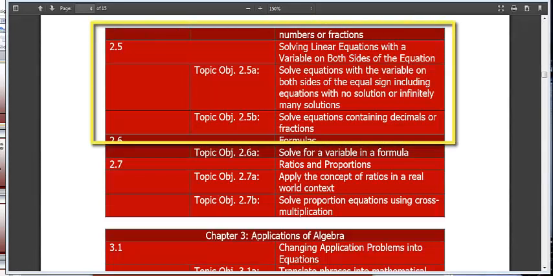Today we will be in Chapter 2, Section 5, solving linear equations with a variable on both sides of the equation. Our two topic objectives today will be to solve equations with a variable on both sides of the equal sign, including equations with no solution or infinitely many solutions, and to solve equations containing decimals or fractions.